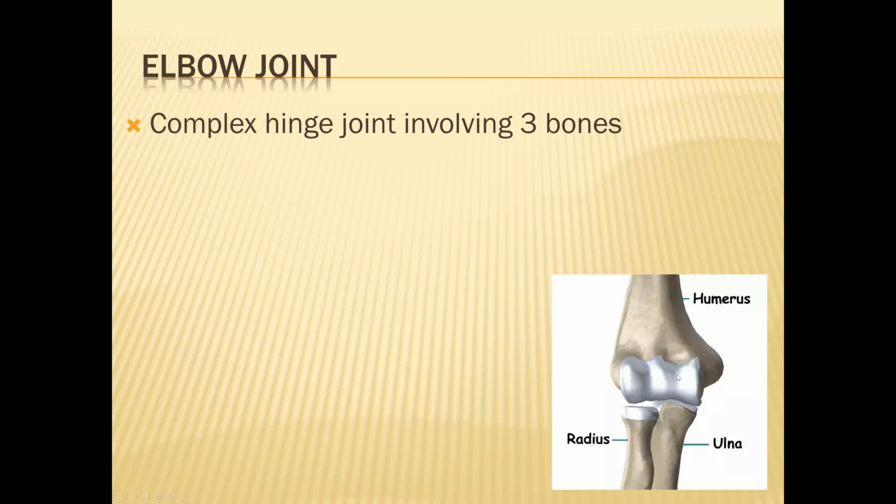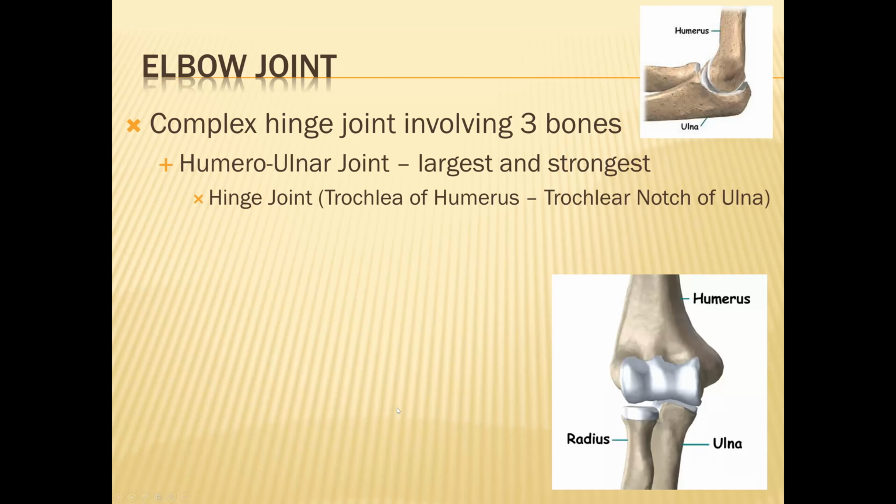In this section, we will look at the elbow joint. The elbow joint is a complex hinge joint that involves 3 bones. So remember that at the elbow, we have the humerus, the radius, and the ulna. The largest and strongest connection of these bones at the elbow joint is the humero-ulnar joint, which is the joint between the humerus and the ulna.